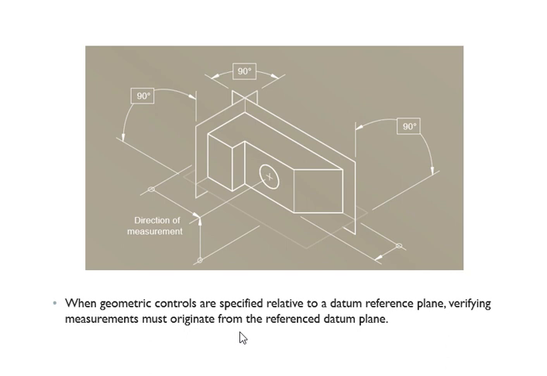Okay, so when we want to verify, we talked about the measurement verification processes a couple of slides in the beginning. When you want to verify the measurements, what you do is your geometric controls. They are relative to the datum feature plane, and you have to verify by using these datum planes. And that's what it's saying.